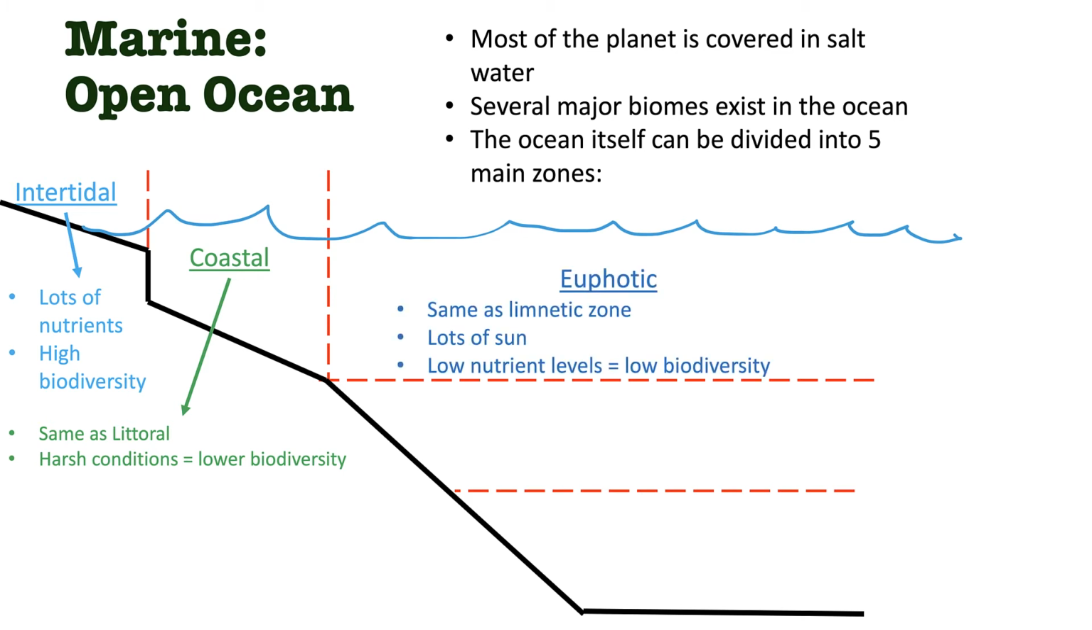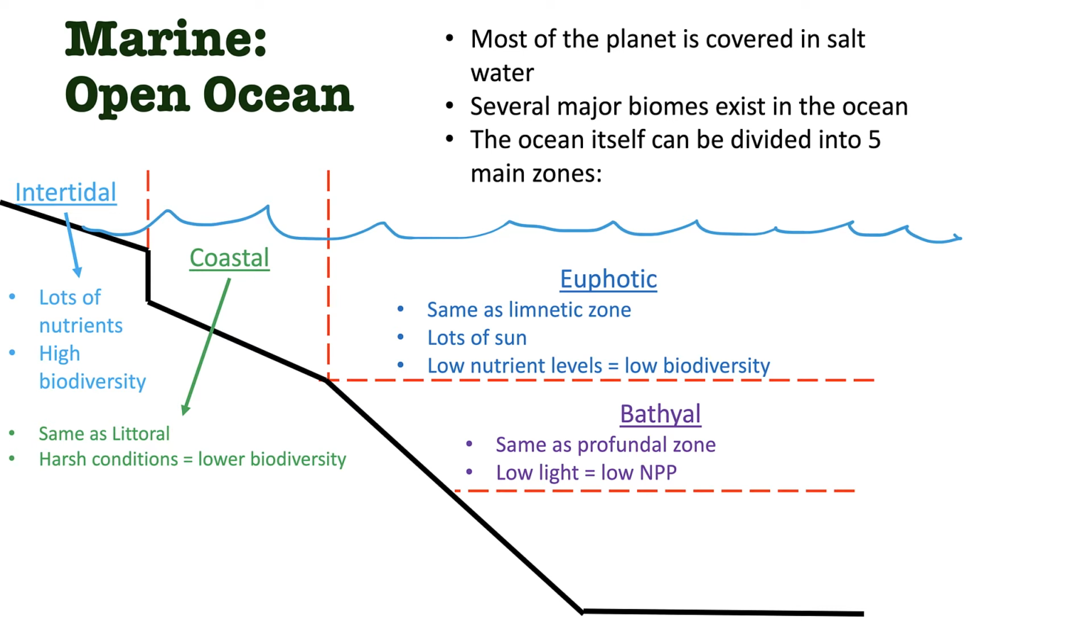Moving off the coast into open water, now you have the euphotic zone. It's the same thing as the limnetic zone in a pond. Lots of sunlight, very little nutrients, so very low biodiversity. Most of the open ocean is devoid of life near the surface because there's just nothing there. There's no plants, there's very little nutrients, there's very little food, so most of the ocean is more or less a desert.